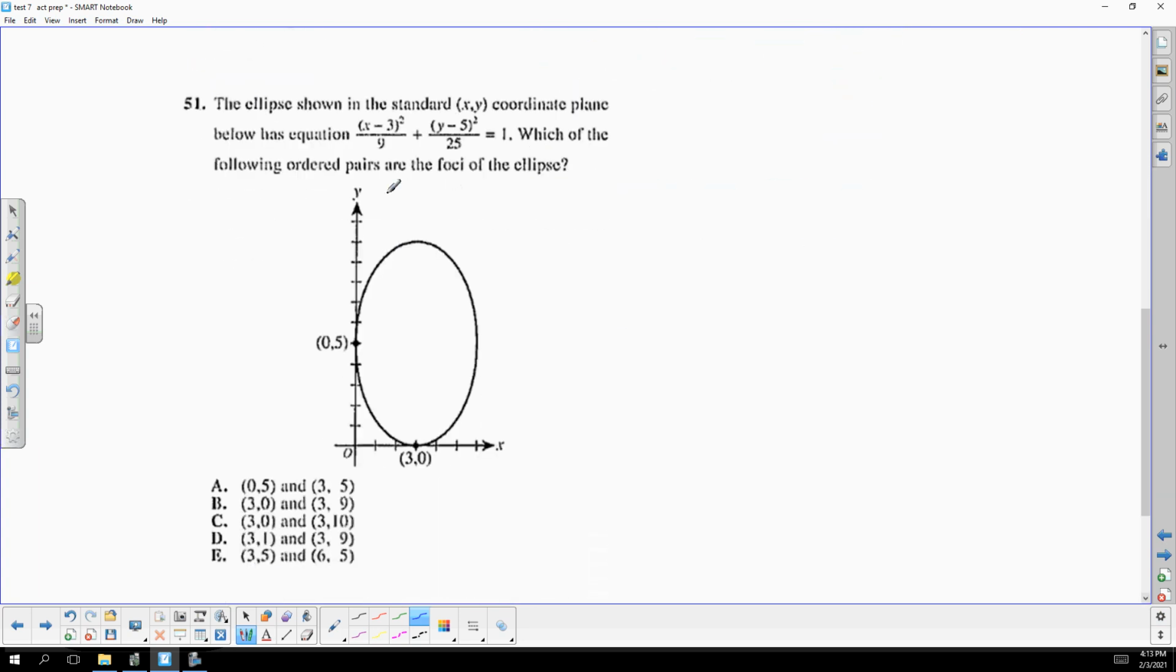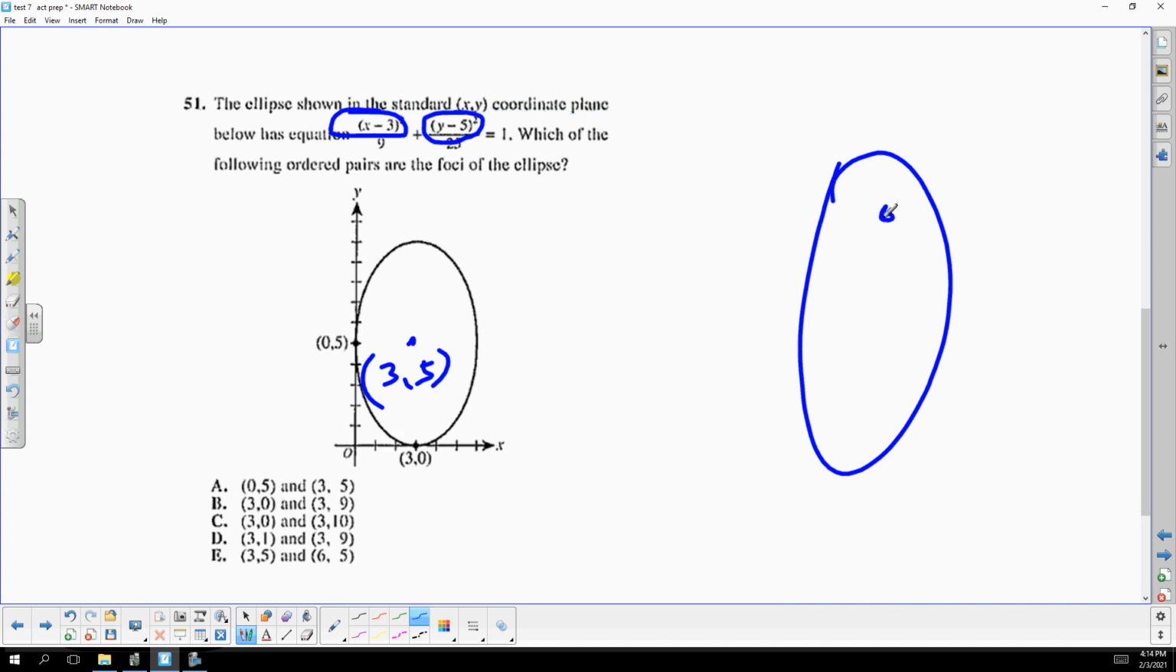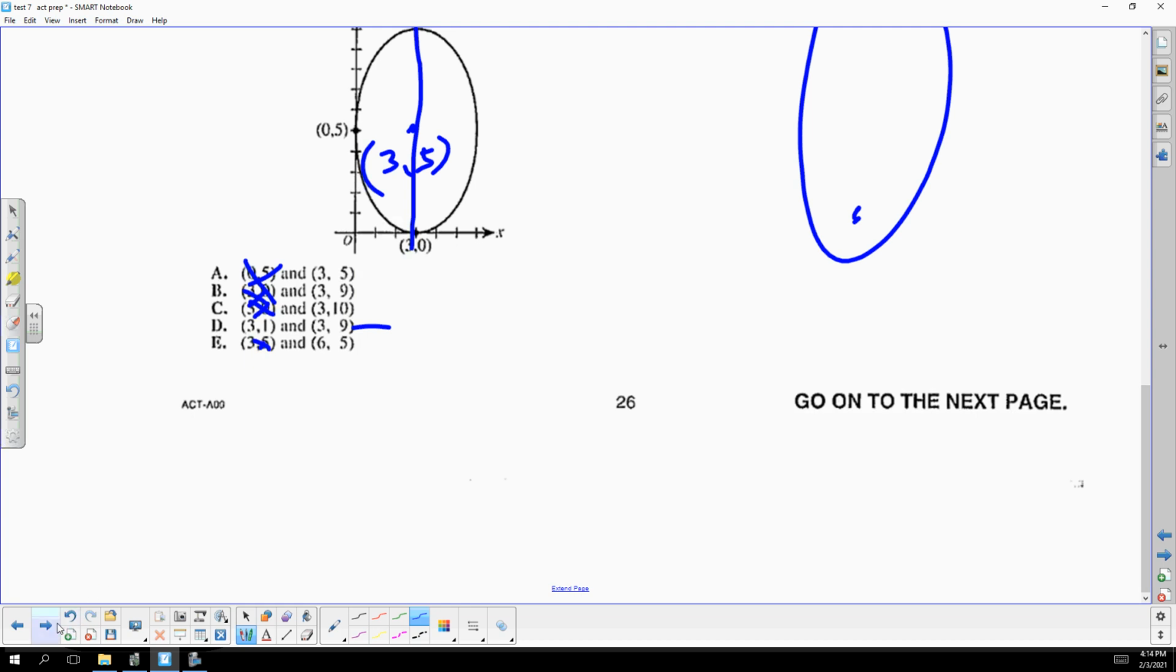Next one is the center. I've talked about this before. It is 3, 5 right here. Now the foci are inside the ellipse on the long side like that. So they're inside on the long axis, which is here, so they can only be that point. Every other point isn't on the axis. Can't be 0, 5. That's on the graph. Okay, it can't be 3, 0. It can't be 5, 0. It can't be 3, 5. That's the center. So D, process of elimination, is the only thing it can be.